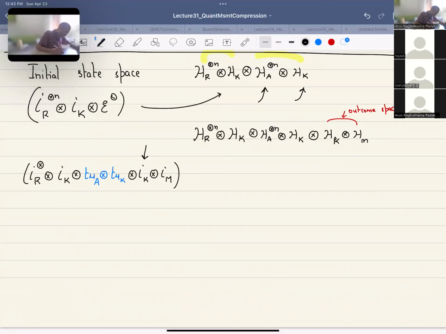So what is the state space now? The state space now is you have traced out certain things. So those guys are gone. You will have the first reference space as is, and nobody has access to the reference space. It remains as is. The next two, that is the blue, trace A and trace K, kills these two. So I will end up with HK tensor HM. So that is the state space post all of Alice's operations. Okay.